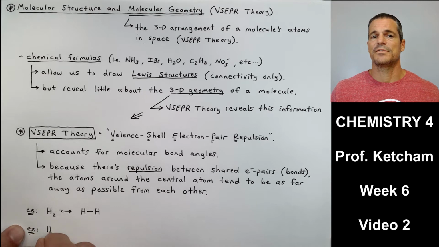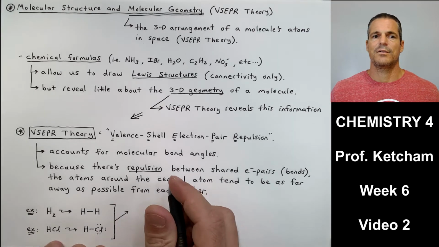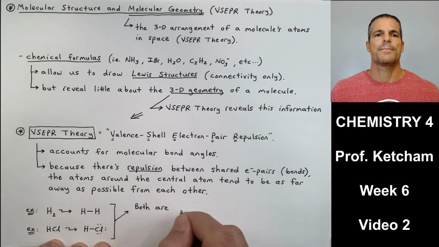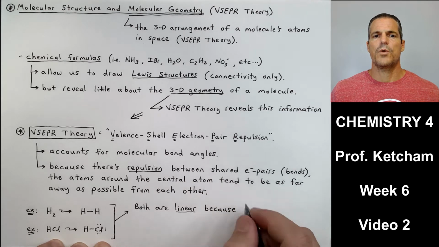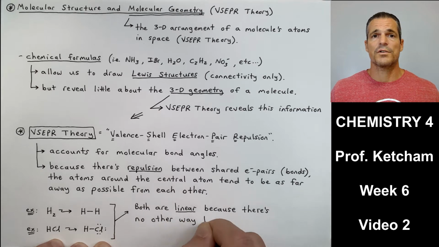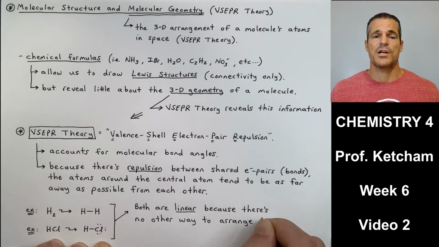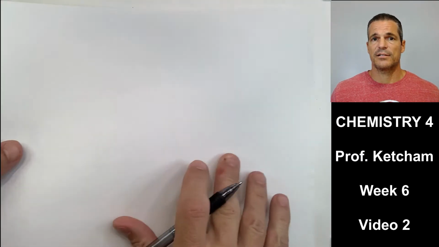These 2 examples, there's no real central atom, so we've written them the only way we can. H2, HCl. Notice that Cl needs an octet. Both are linear because there's no other way to draw them. If you have just 2 atoms connected to each other, of course they're going to be linear. So the molecular geometry for these guys is linear. All right. Now let's actually get to a central atom here.